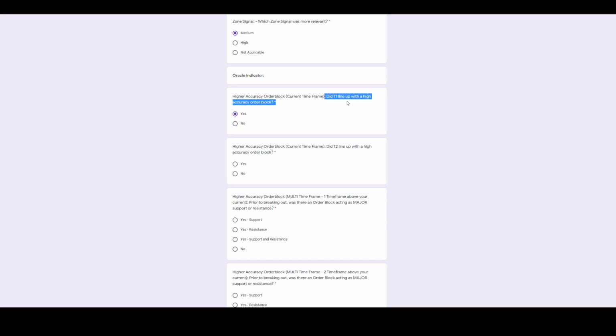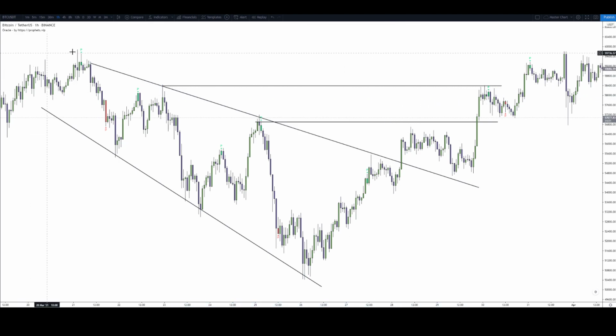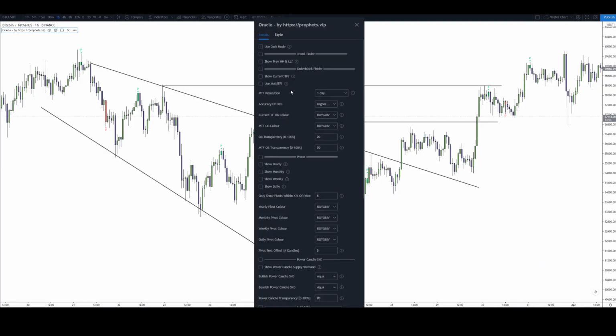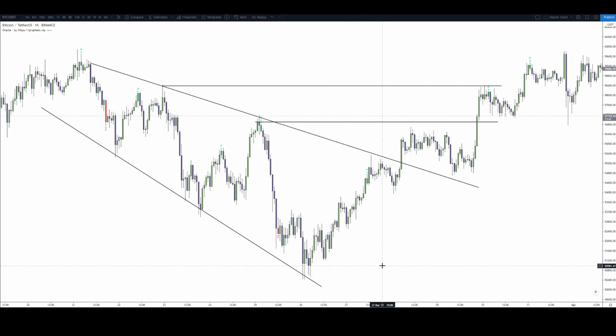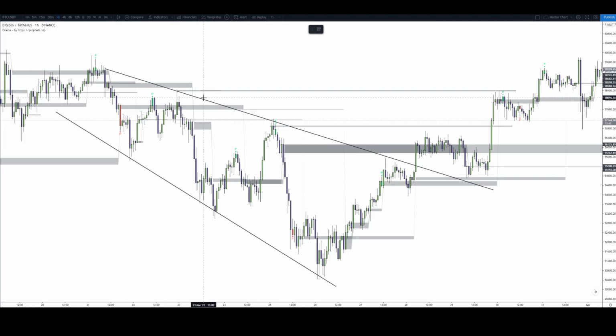So did T1 line up with a high accuracy order block? So let's just map out where T1 is here somewhere, right? T2 is here somewhere. So we come up to here and we go to T1 line up with it. So let's go turn the order block on for the time frame we're currently on. So show current time frame. It's gonna make mine black, and that's what we want. Go OK. That'll load.